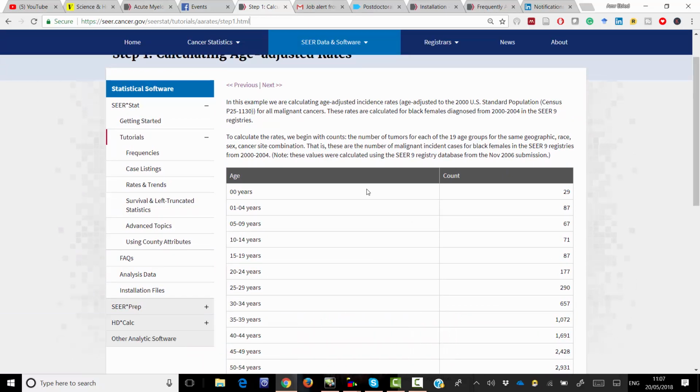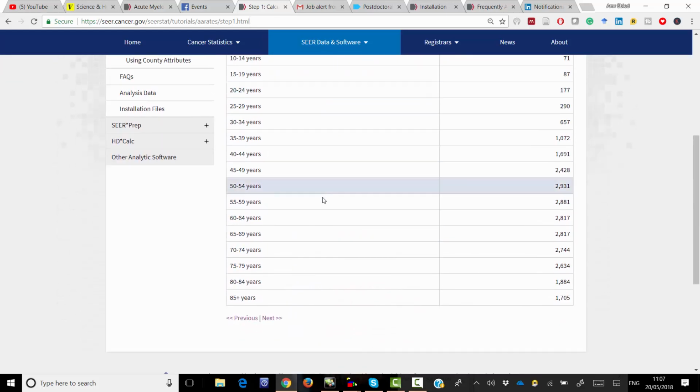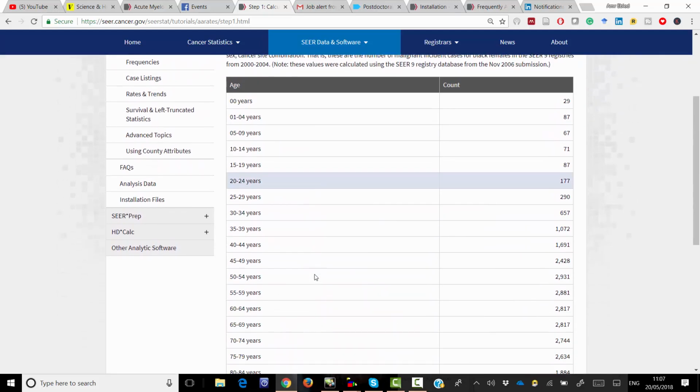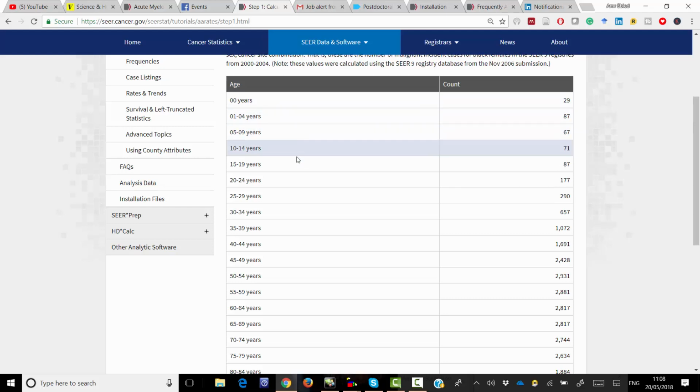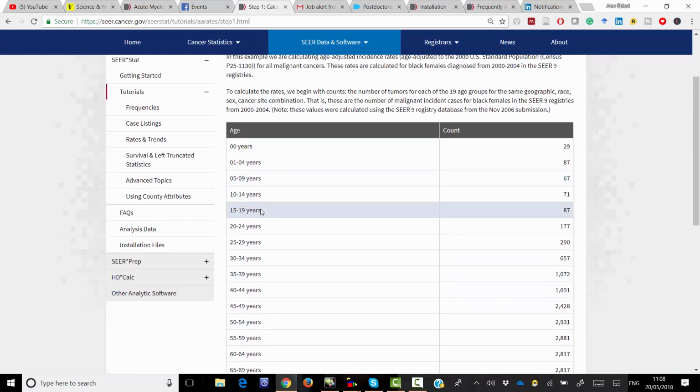So basically, when you go to this website, the first step that we have to do is get the specific age groups of any cancer using any registry on the SEER database. In the table shown here, there are about 18 age groups, starting from 0 years, which means below 1 year of age, and going on till over 85 years of age. For every age group there is a count, which is the number of new cases that are diagnosed for such a cancer.